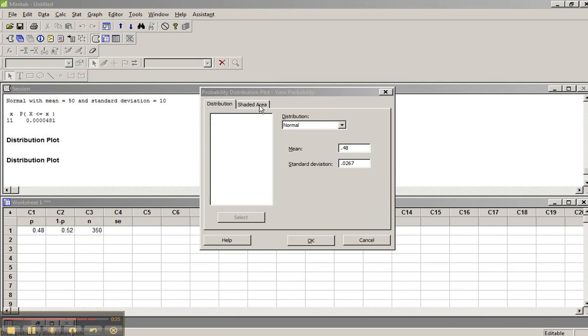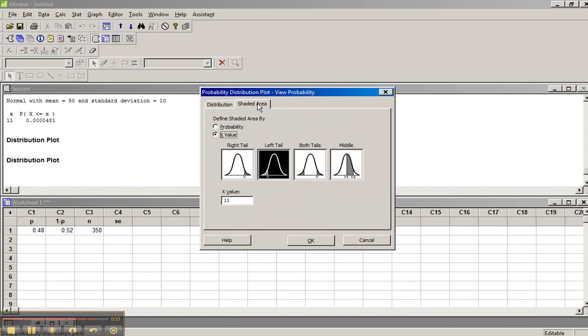Okay, I forgot to go to Shaded Area here, so I'm going to go back here to find the in-between. I'm just going to click here. I'm going to click X Value. Just going to type in 0.45. Here you just got to make sure you type those values in, 0.45 to 0.51, and you have the middle part. Click OK, and there's your solution.